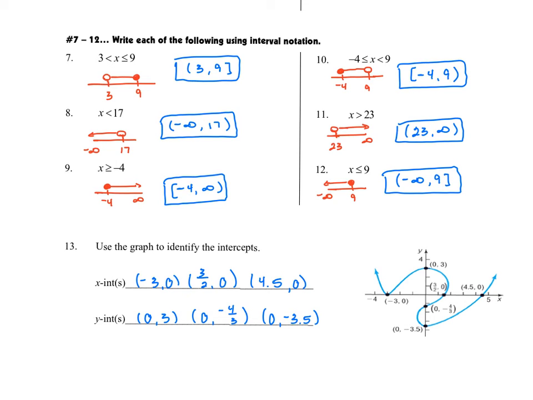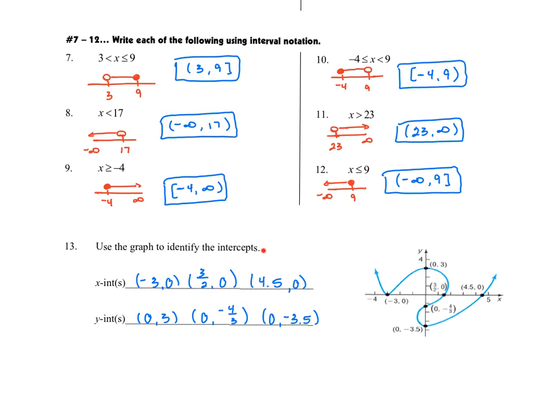Solid, open, solid becomes a bracket, open becomes a parentheses, low to high. I've got a greater than, no inclusive, so it's open. Open becomes parentheses, infinity is always parentheses, low to high. And then one more, inclusive becomes a bracket, or solid, which will become a bracket, and then has to be low to high. Then the last thing we're going to do is we're going to find the various intercepts.